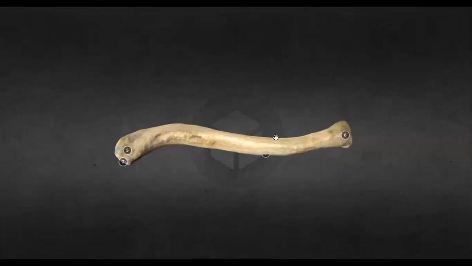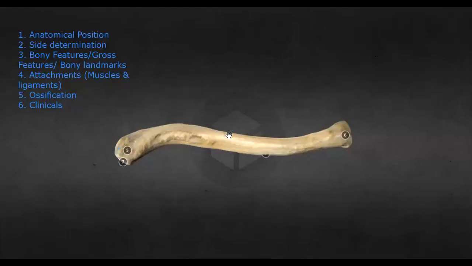This is clavicle. It is the only long bone in the body that lies horizontally. Since it's a long bone, naturally it is supposed to have two ends and an intervening shaft. Always for a bone, a student needs to understand these headings or terms related with a bone.